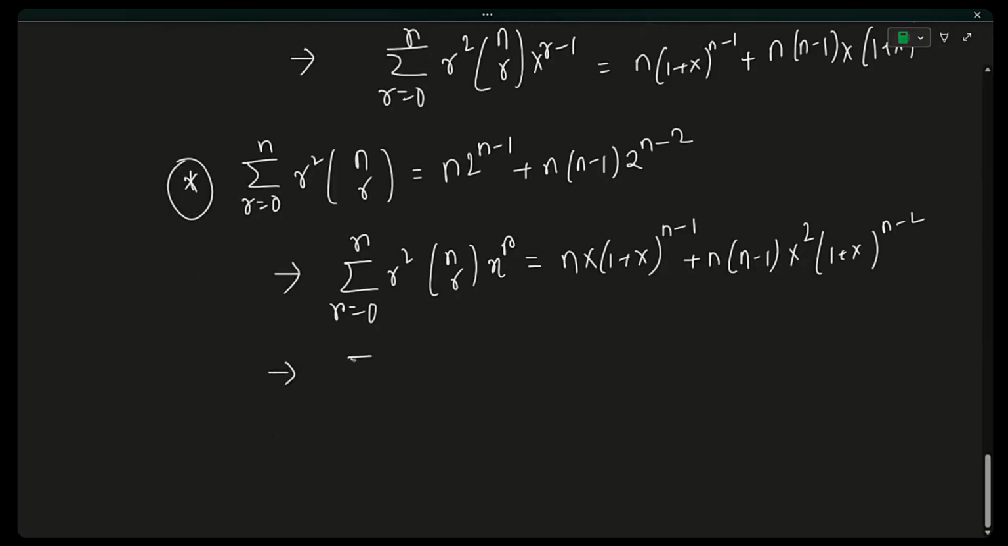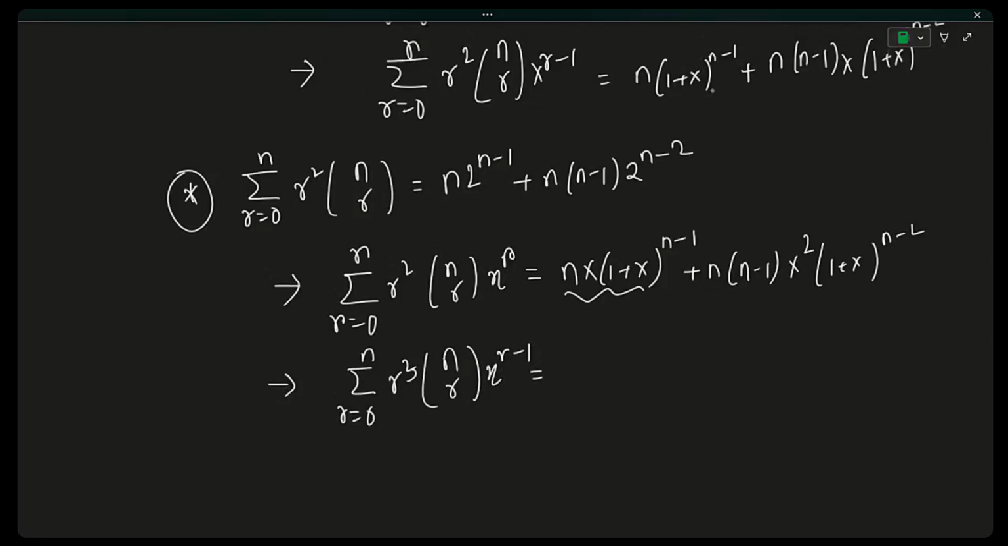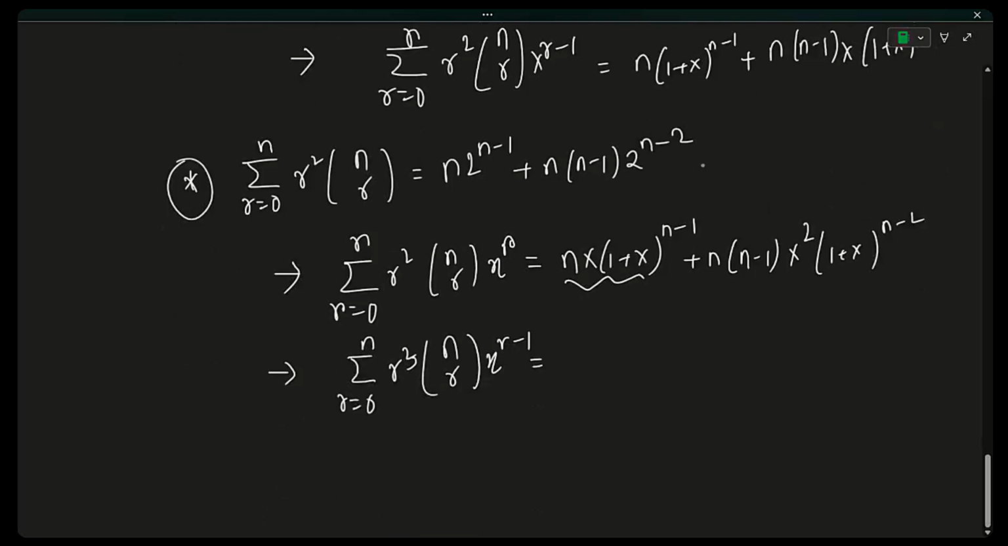Left hand side, you get summation r equals to 0 to n, r cubed nCr x to the power r minus 1. Right hand side, this expression is the same as this, right? This was the same. So I think we are going to simply get a repeat of this. So we can simply write n into (1 plus x) whole to the power n minus 1 plus n into n minus 1, and x, not x squared, right? That was this. Okay. x into (1 plus x) whole to the power n minus 2.